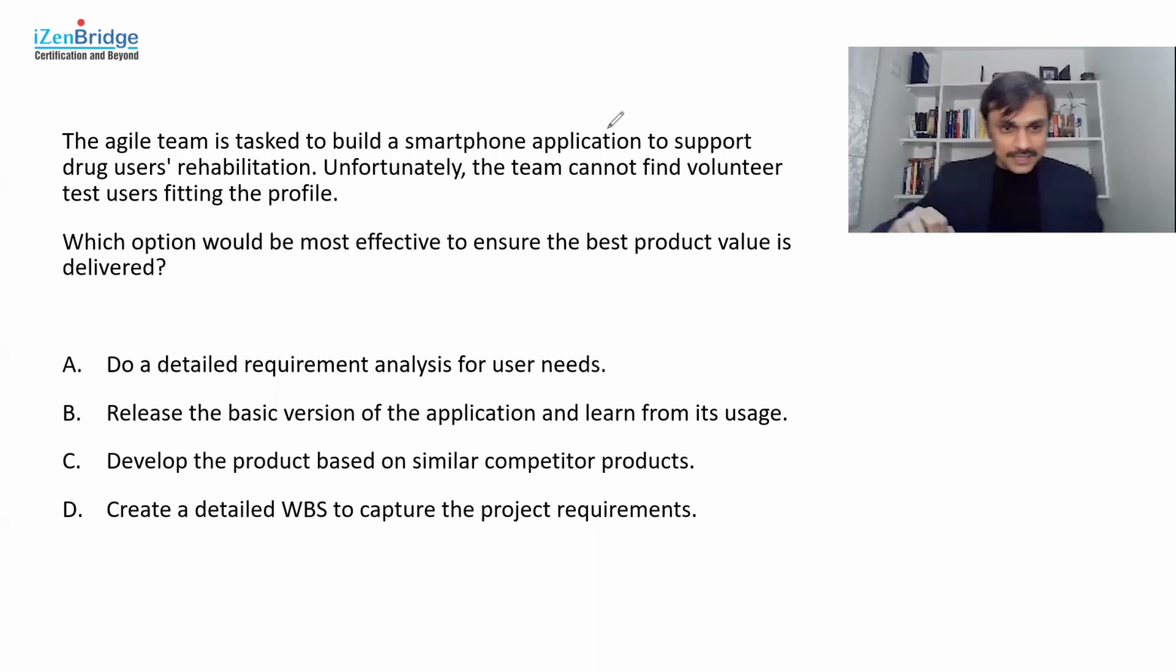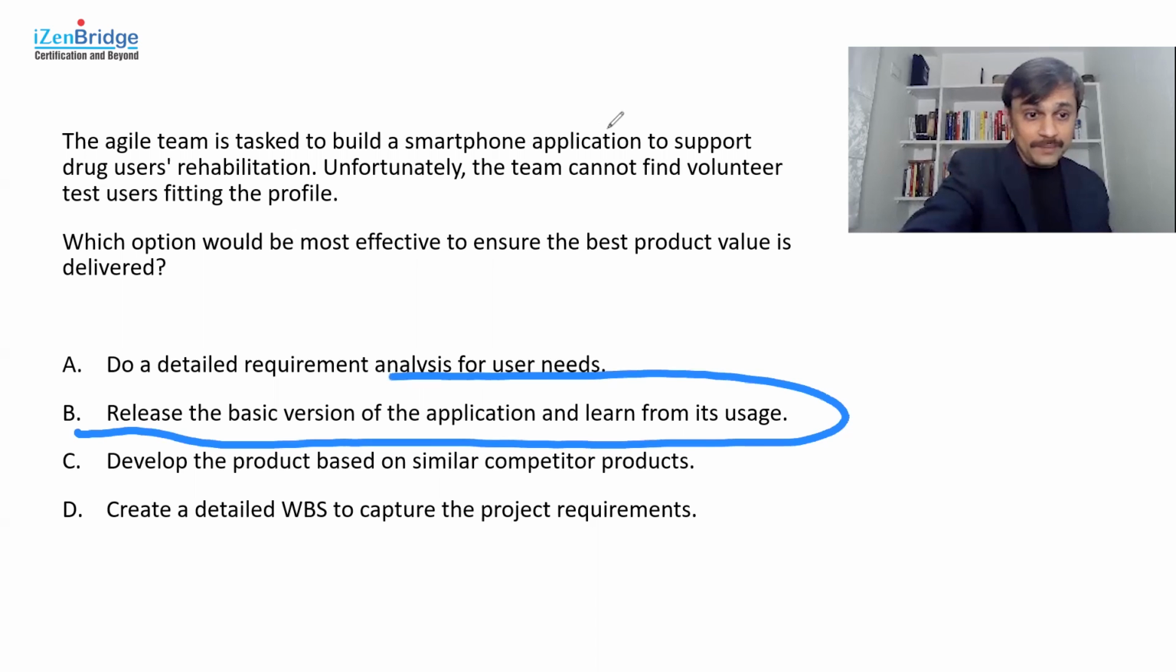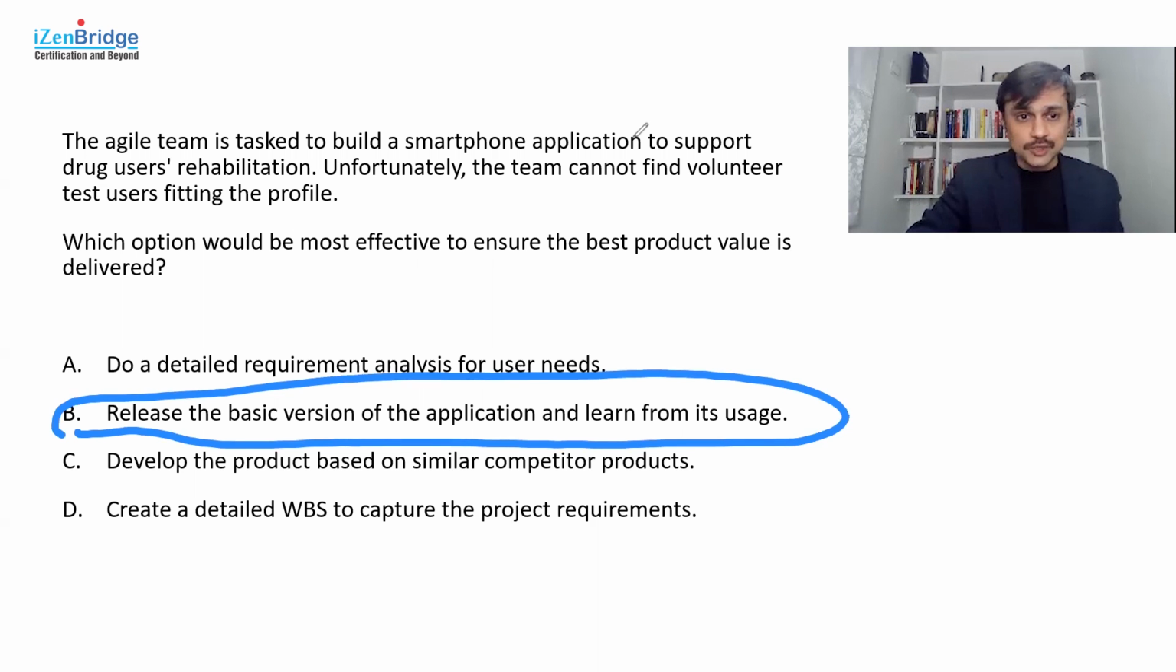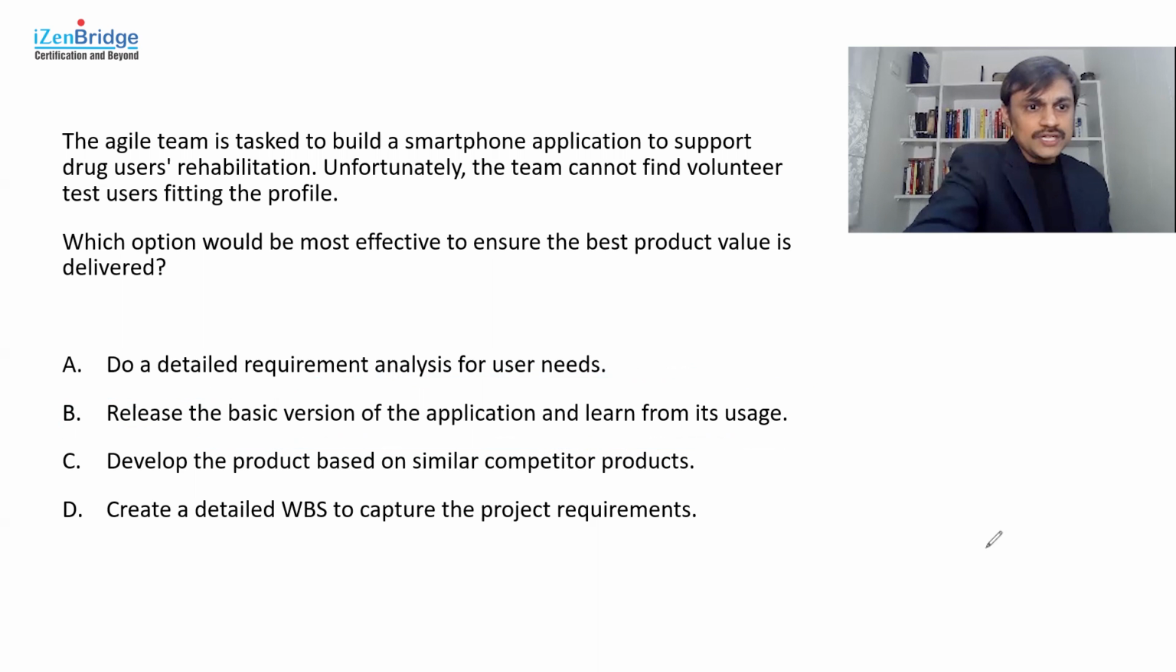Okay, so what I see here is option B. Now let me clarify why I believe option B is the good option. The first thing is the question is clearly saying Agile team. So they are giving a hint that the product has to be developed incrementally. The product has to be developed with an incremental and iterative approach. That's something we are picking up.